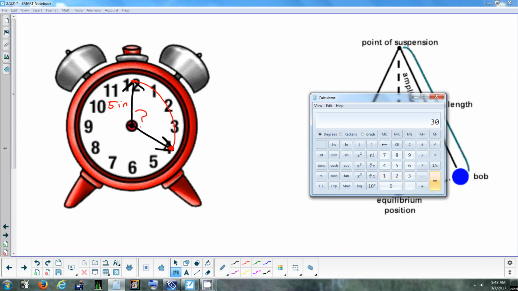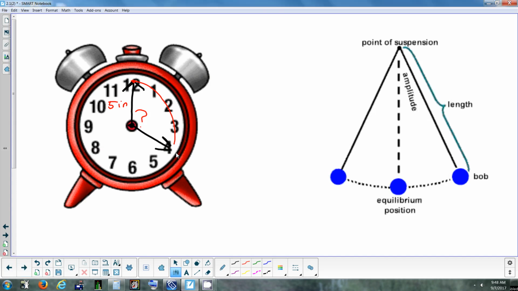And can you tell me what that means now? That's how many degrees are between each number. From 12 to 1, 30 degrees. 1 to 2, another 30. 2 to 3, another 30, and so on. So now we could say that this is a 120 degree angle between 12 and 4. Now you know your angle, you know the length of the minute hand. It's a very simple problem.